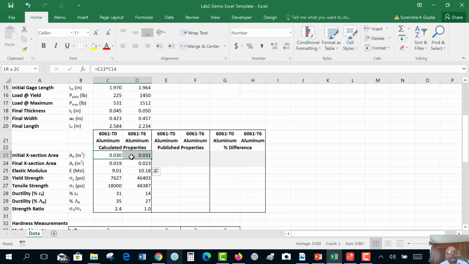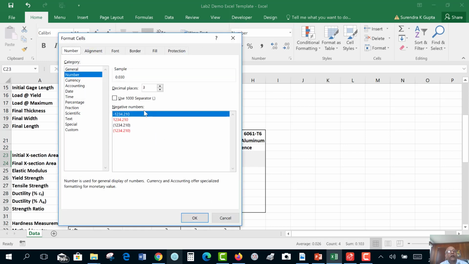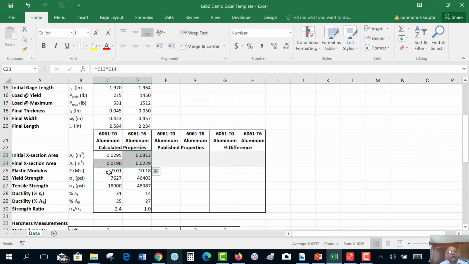Oh, sorry, 4 digits, 3 significant digits, but 4 decimal digits, sorry. 4 decimal digits. We want 2 decimal digits here, no decimal digit here, and no decimal digits. It depends on the value. You want to show a couple of significant digits. Same here, a couple of significant digits.